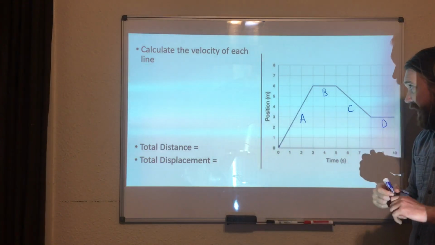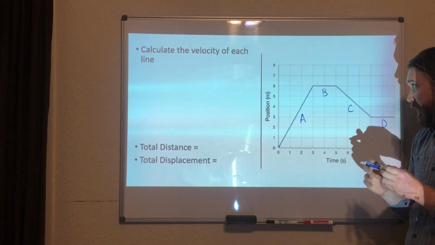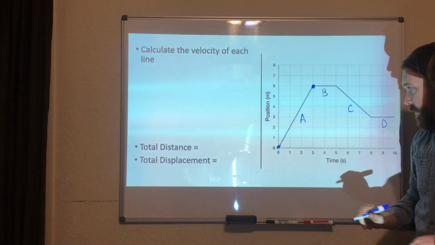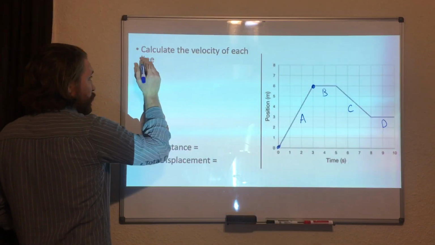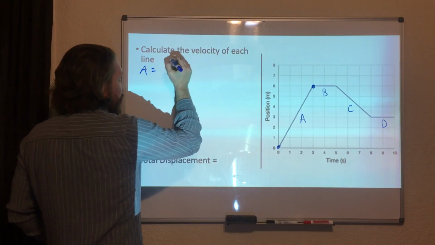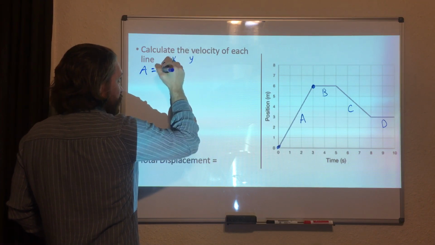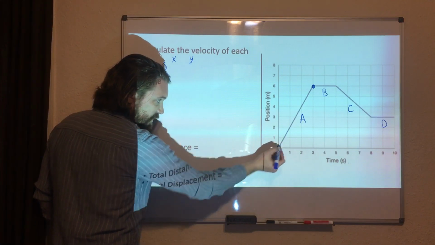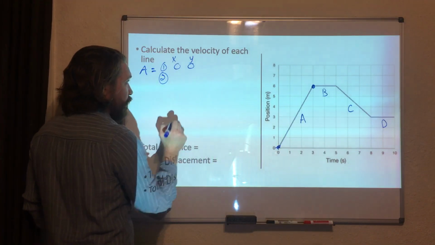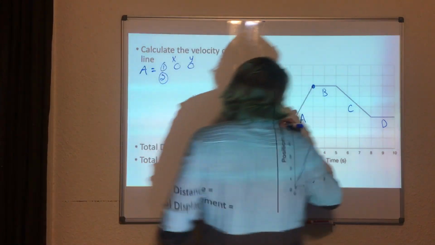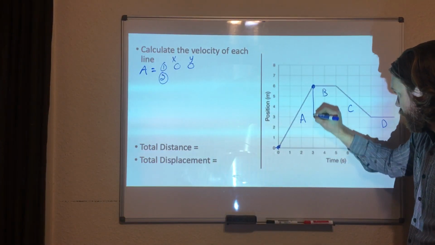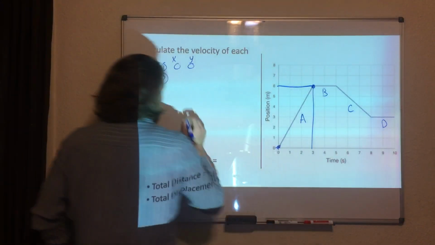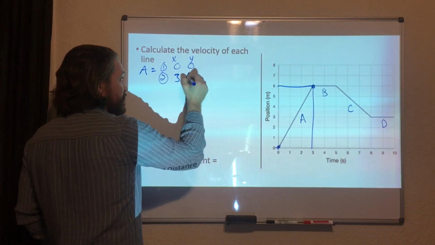For A, we are going to pick 2 points. This is my point number 1. This is my point number 2. For A, we're going to make a graph. I have an X value and a Y value, first point, second point. My first point: X is 0, Y is 0. My second point: X is 3, and Y is 6.